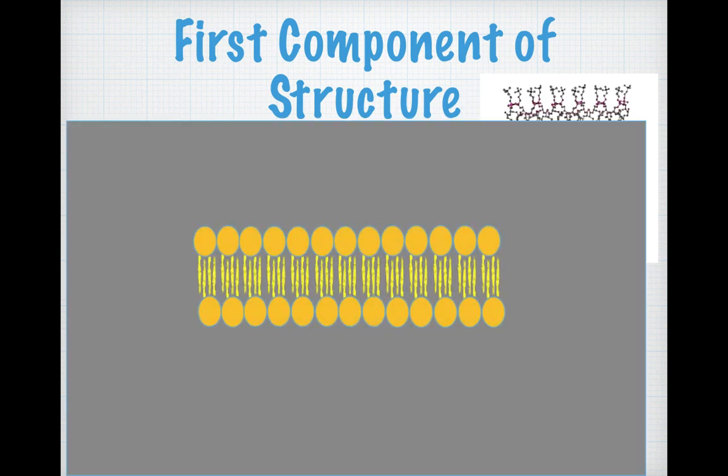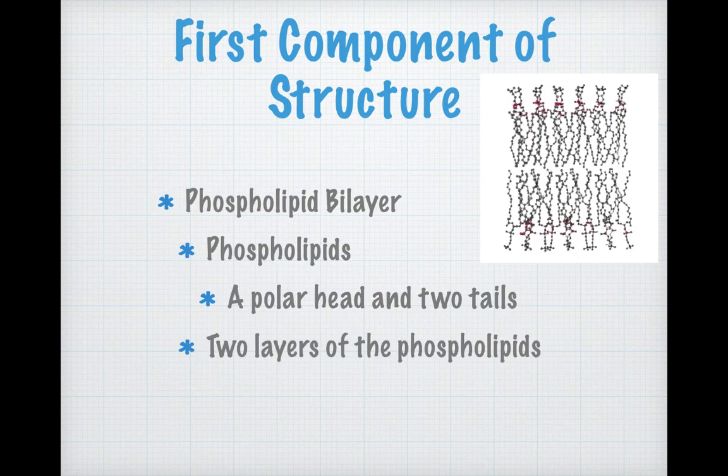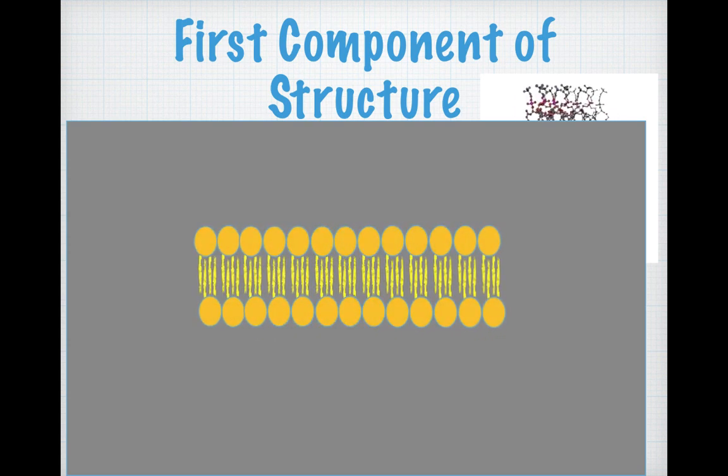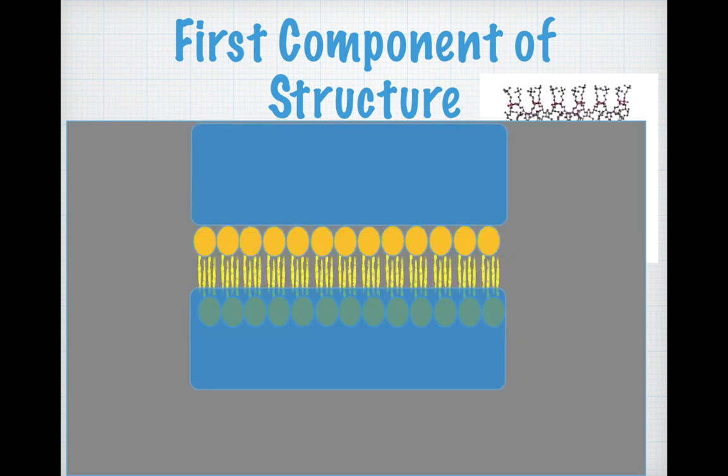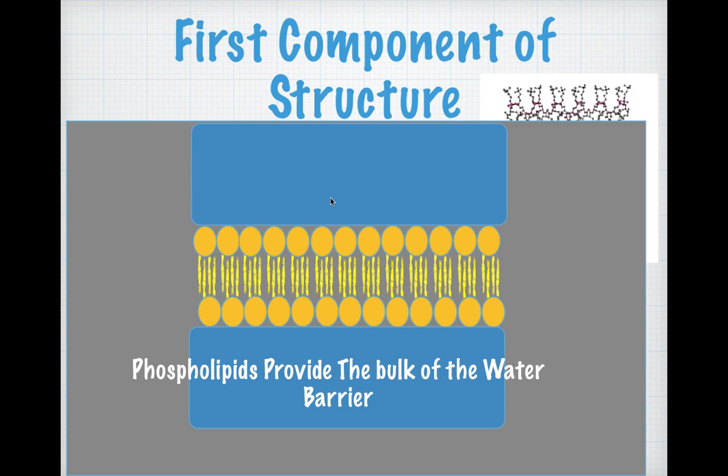The function of the phospholipid bilayer is to keep 2 water environments separated. When you set up a structure like this, water is forced upward and water is forced downward. So this would be the water on the inside of the cell, what we would call cytoplasm, and this would be the water outside the cell, which we would call interstitial fluid. So that phospholipid bilayer provides the bulk of the barrier to 2 water environments.